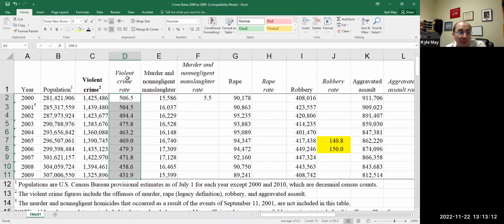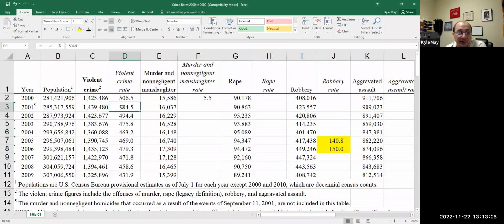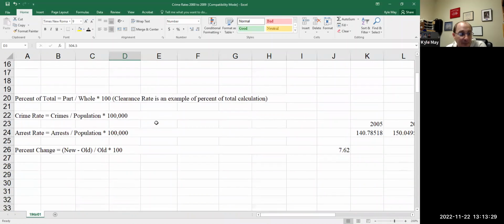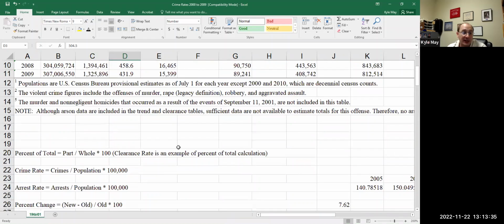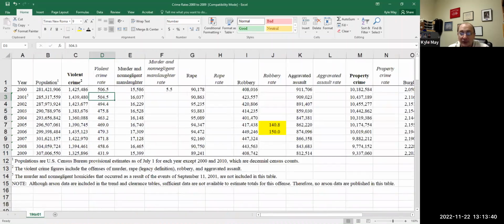These are the violent crime rates for each year. If you did these calculations, a handful of them, a couple of them, and you got every one of them, then you've got it figured out. Practice percent change a couple of times. I'll scroll back up so you can check your work, pause the video if necessary. Practice percent change, practice crime rate, the percent of whole. And then when you take your quiz, you should be prepared for that, and you should do well.